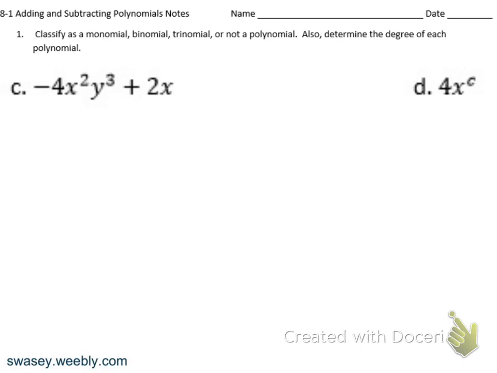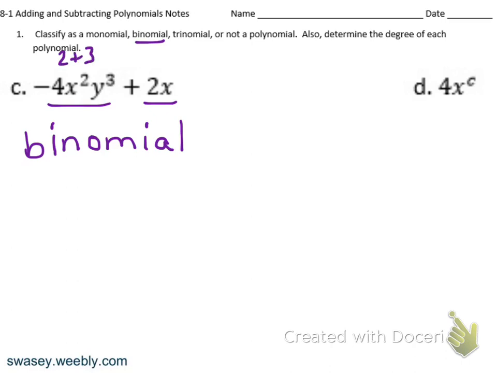Part C, we've got 1, 2 terms, so that fits a binomial. The degree of the polynomial is the highest degree of any single term. The degree of the terms is the sum of the exponents. So for this first term, 2 plus 3 gives us 5 for the degree. And the degree of the second one is 1, so the degree of the polynomial is 5.